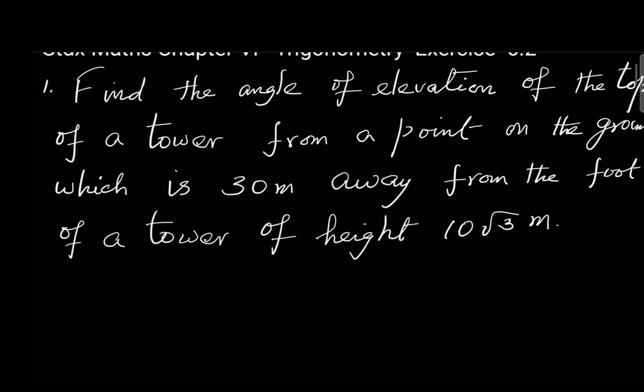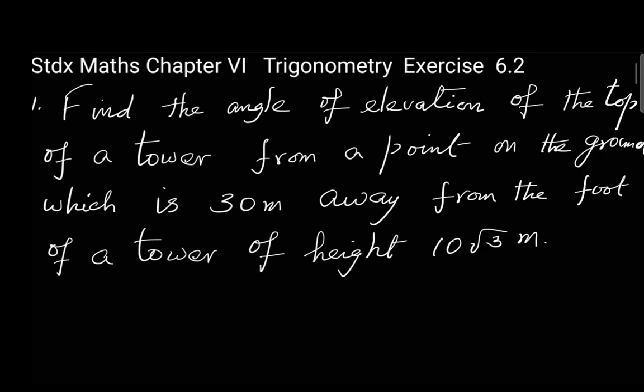In this chapter, for all the problems, we need a diagram. So let me draw the diagram. First you draw the given concept. Tower of height 10 root 3. First you have the tower AB whose height is 10 root 3 meter.